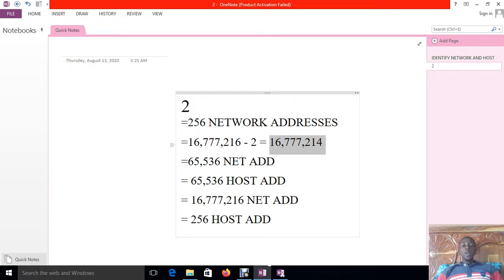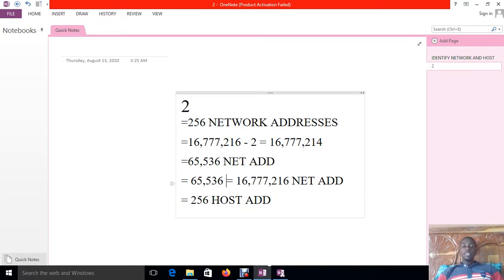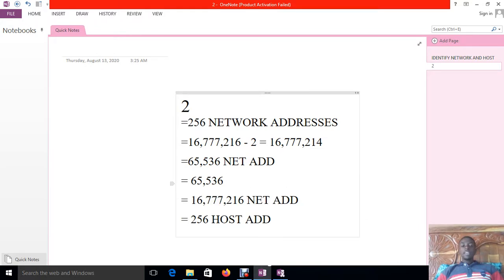Okay, so I hope you guys understand this one. So we have the total minus 2, then you get the valid host range. Same thing goes, sorry about that. The same thing goes for class B. For class B, this is exactly what we have.